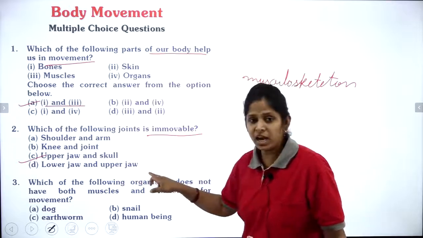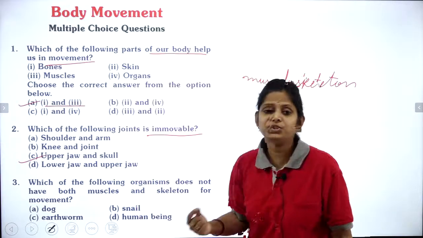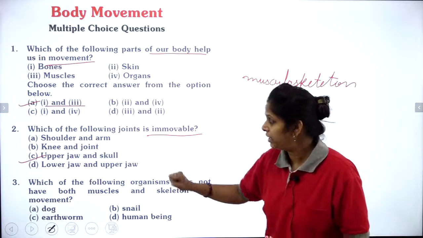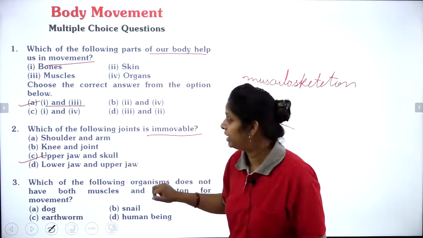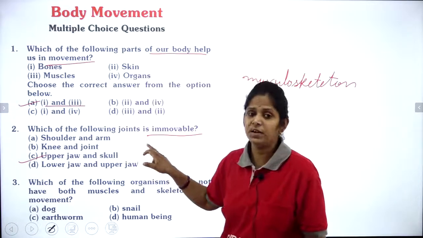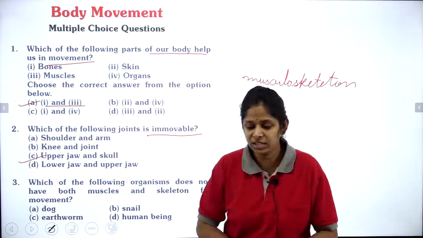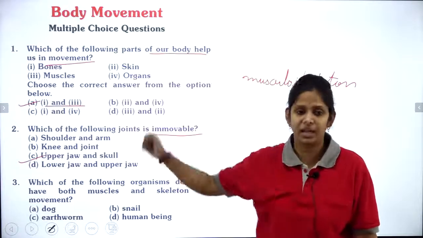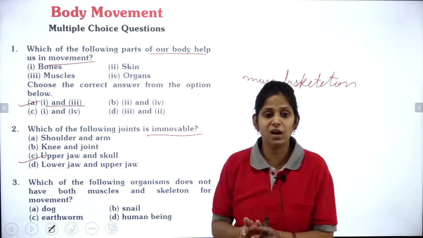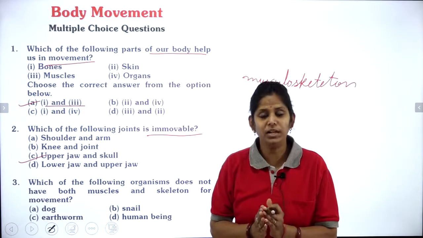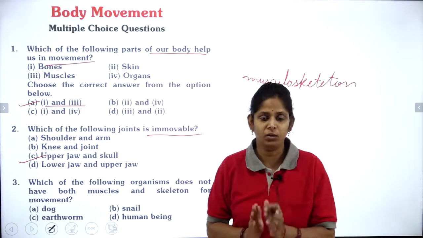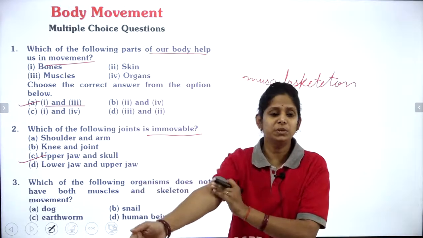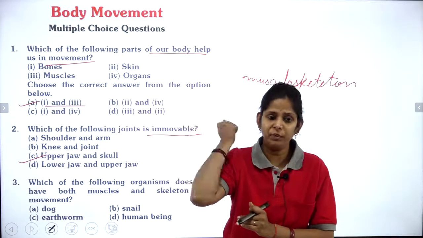Between the upper jaw and lower jaw, actually, a hinge joint is present. In the knee joint also there is a hinge joint, and between the shoulder and arm there is a ball and socket joint. Because of this reason you can easily move in all directions. But a hinge joint allows you to move only in two directions, left and right, or up and down. You can see this one, there is a hinge joint, you can move it up and down.